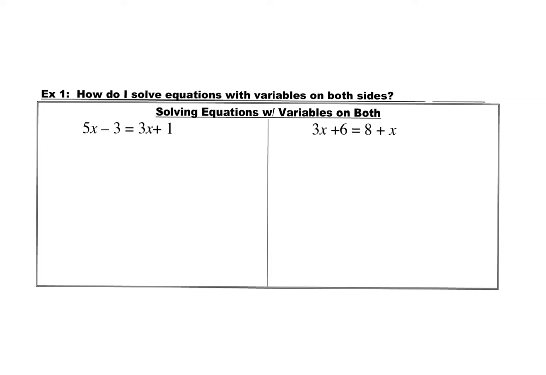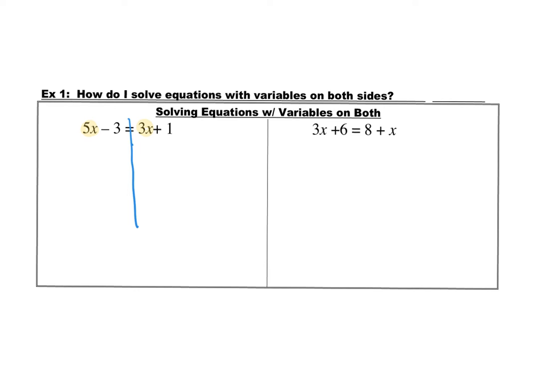I like to start these as well by drawing your fence down the middle. And what we need to look at is if we have variables on both sides, we have to combine those variables first. So take a look here. I have a 5x, which is a variable, and I have a 3x, which is also a variable. It's not going to matter if you subtract the 3x on both sides or if you subtract the 5x on both sides. That doesn't matter, but what you do need to start with is combining those variables first.